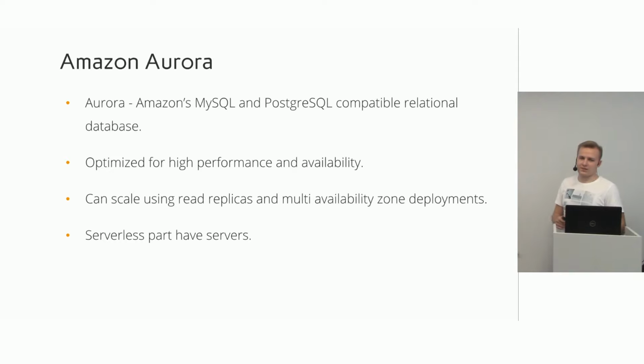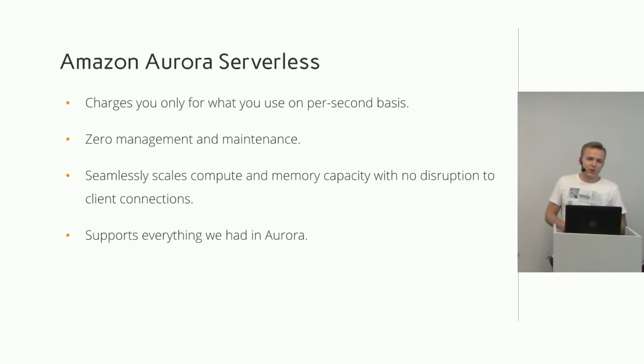And small spoiler, the serverless part actually has servers. So why is it still called serverless? The only reason is that despite having instances, it still corresponds to every parameter we assume to be part of a serverless. So it charges you only for what you use on a per second basis. You don't need to spend time on management or maintenance, and it seamlessly scales compute and memory capacity with no disruption to client connections. And as it's a part of Aurora service, it supports everything we had in Aurora.